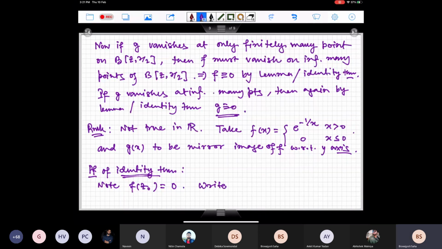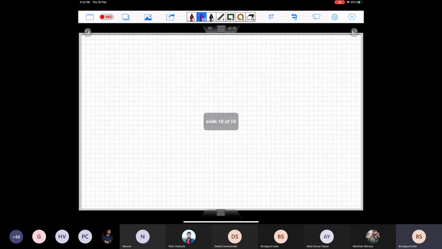Now I can write down the power series expansion. The power series expansion of f of z is f of z naught plus f prime of z naught into z minus z naught plus f double prime at z naught divided by 2 factorial into z minus z naught squared, and so on and so forth. So this term is not going to be there. Fine, all good.